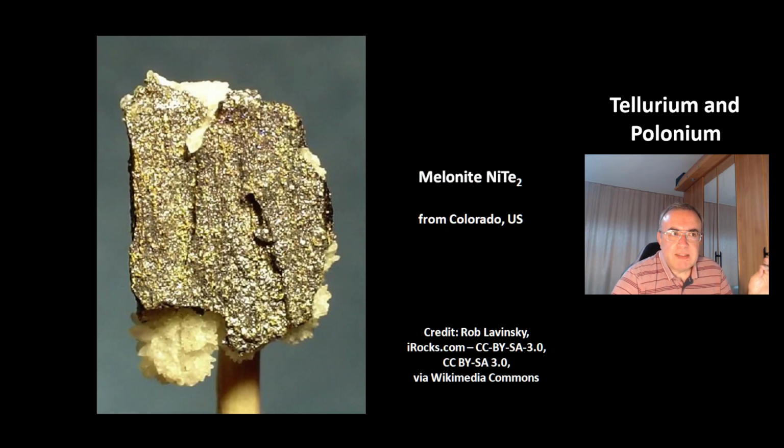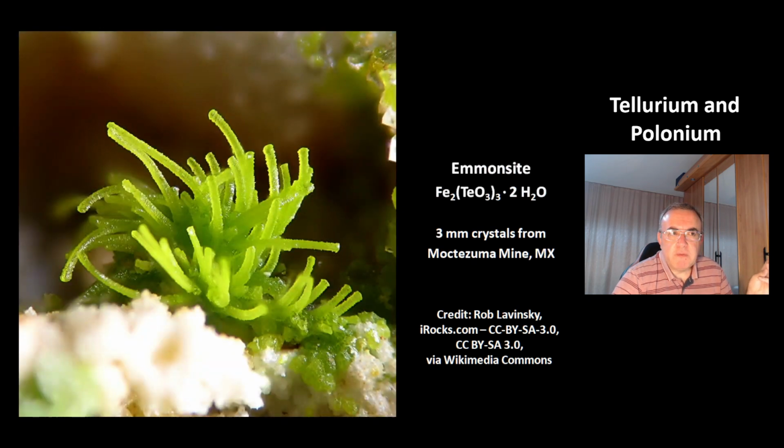This is a nice crystal of melonite, which is nickel telluride from Colorado, USA. This is a nice picture of emmonsite, which is iron telluride dihydrate. These crystals have a size of 3 millimeters. This is from the Moctezuma mine in Mexico.